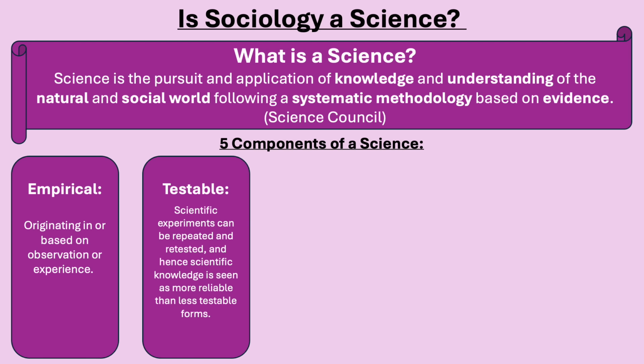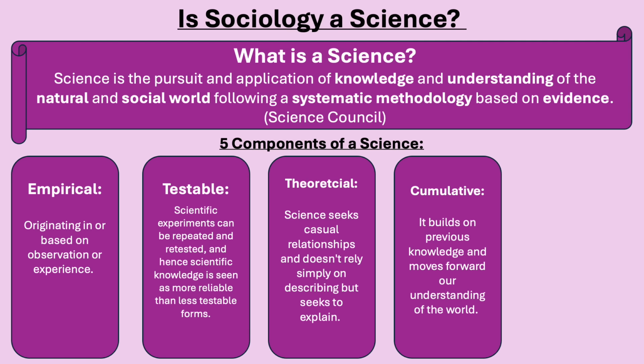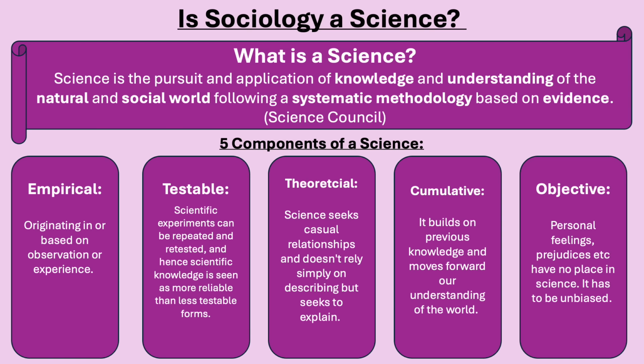There are 5 components of a science, those being: empirical, originating in or based on observation or experience; testable, scientific experiments can be repeated and retested, and hence scientific knowledge is seen as more reliable than less testable forms; theoretical, science seeks causal relationships and doesn't rely simply on describing but seeks to explain; cumulative, it builds on previous knowledge and moves forward our understanding of the world; and finally, objective, personal feelings, prejudices, etc. have no place in science. It has to be unbiased.